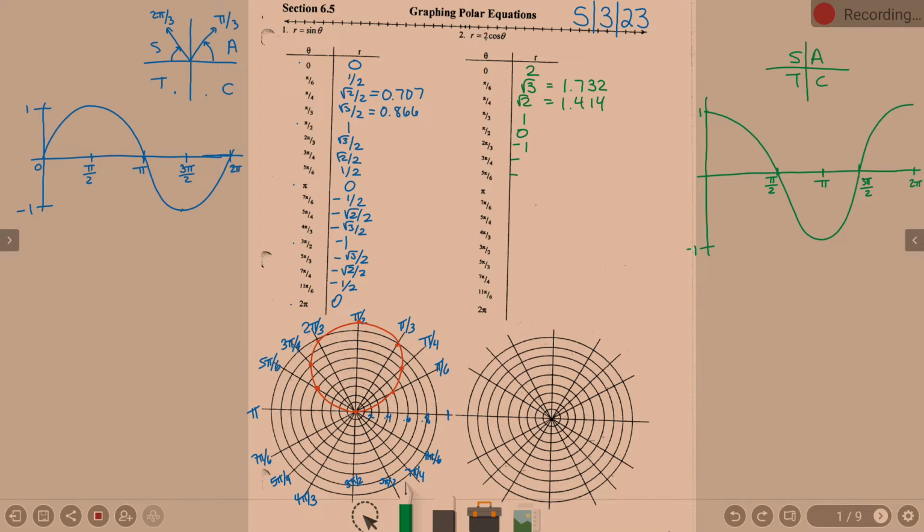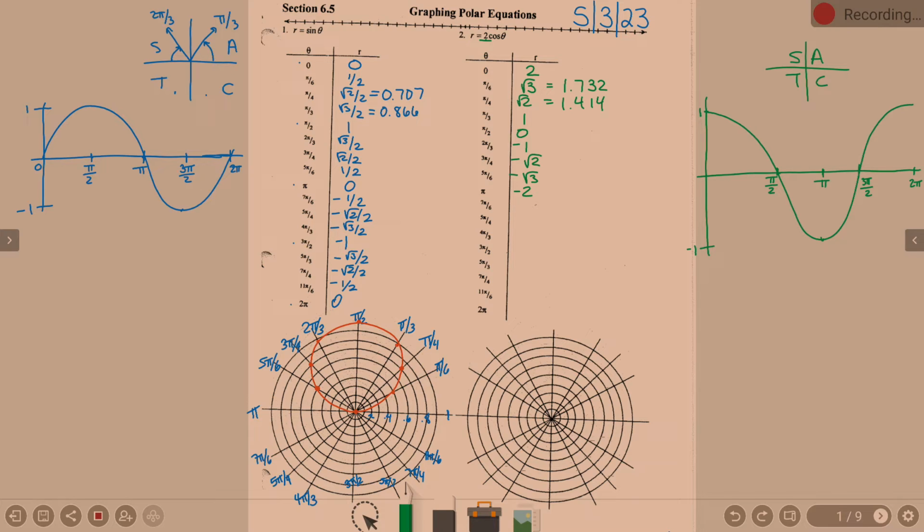What's 3 pi over 4 going to match with? Pi over 4, so negative square root of 2. What's 5 pi over 6 going to match with? Negative square root of 3. Okay. Pi is negative 1. Now, what about pi? Cosine of pi is negative 1 times 2 makes it negative 2.